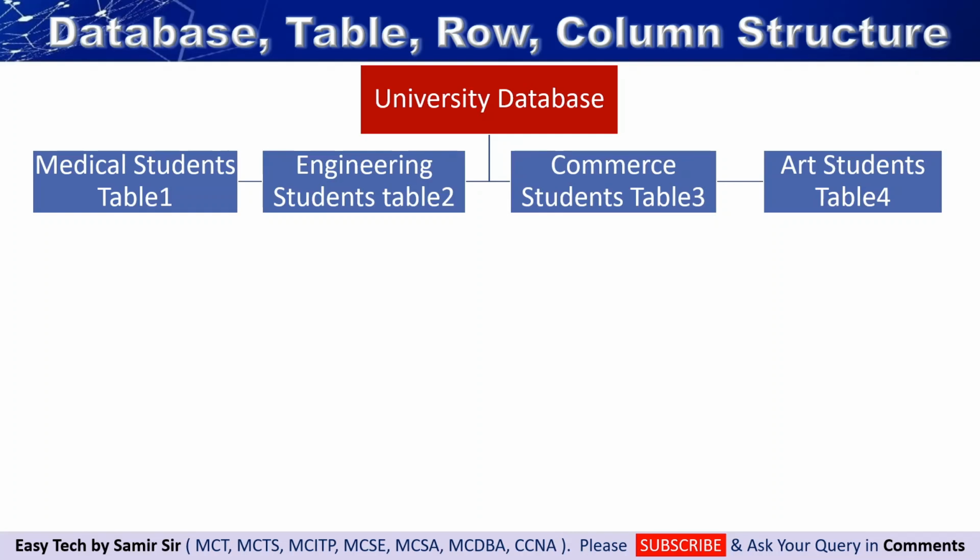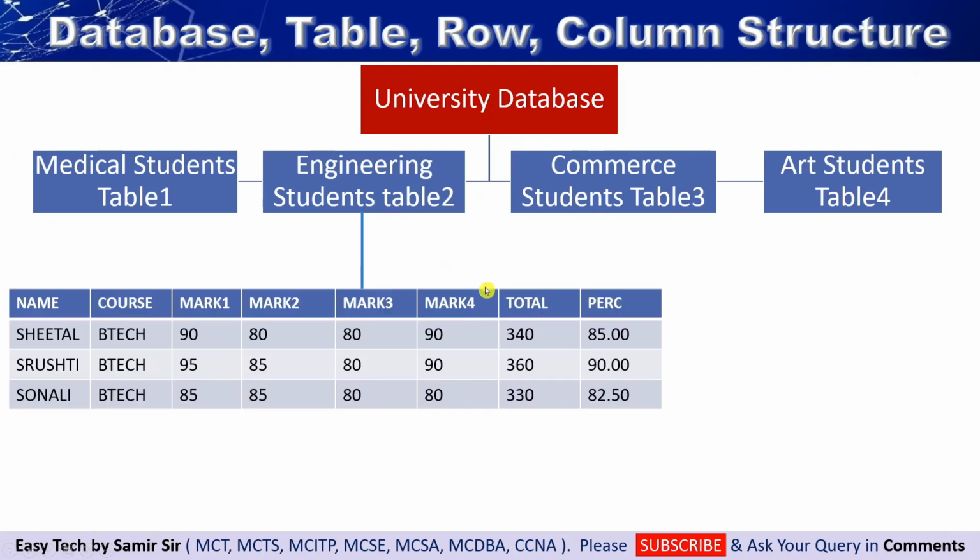Similarly, there can be different course name students. There can be different tables for professors and faculty. All those things can be saved in different tables. So a database is divided into tables. This table is further divided like this. This is an example. Let's say I am storing a table for engineering students. So this is an example of a table.